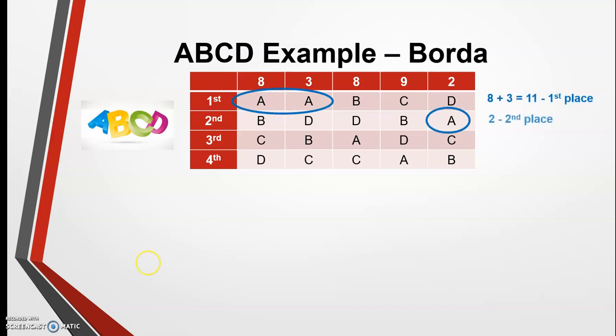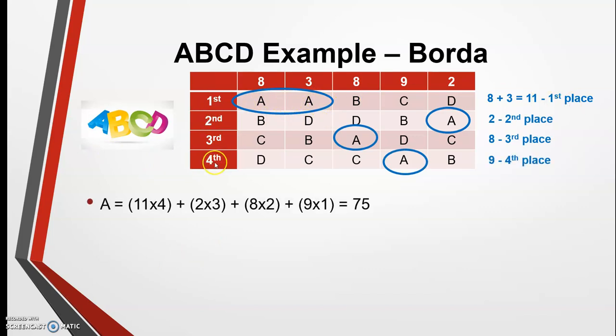We have candidate A has 11 first place votes. So remember, we're going to start 4th place gets 1 point, 3rd place gets 2 points, 2nd place gets 3 points, and 1st place gets 4 points. So A has 11 first place votes, so 11 times 4 points per vote. A has 2 second place votes, so 2 votes times 3 points per vote. 8 third place, so 8 times 2, and 9 last place, so 9 times 1, or a total of 75 points.